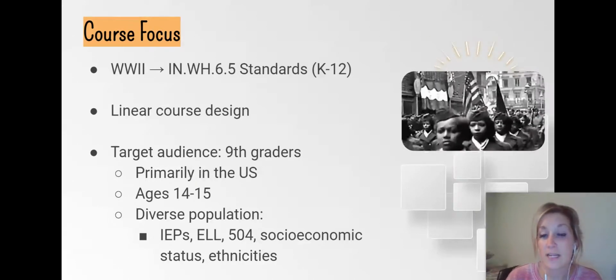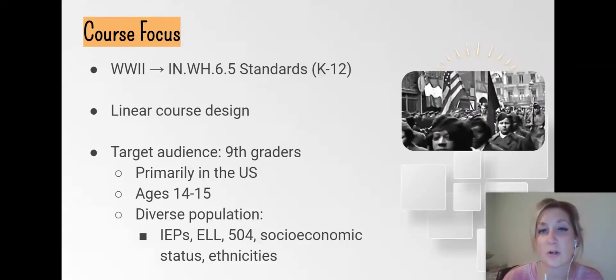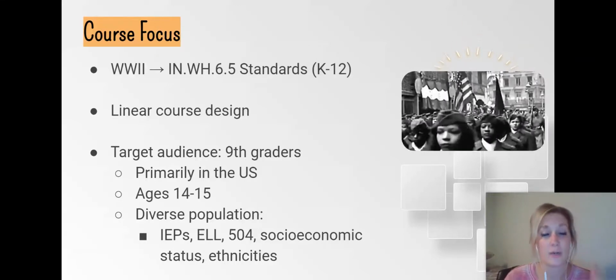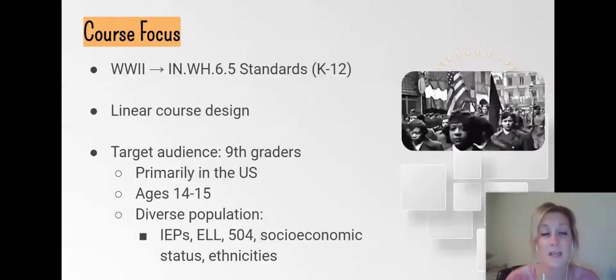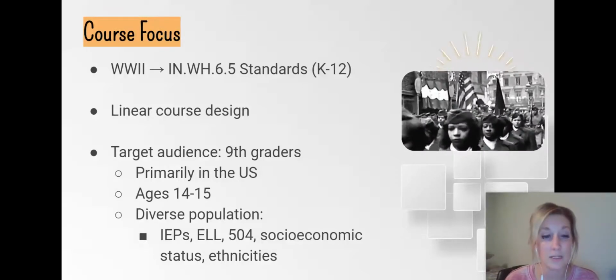So these focus on Indiana history standards, but these standards are also focused in other grade levels and content areas, primarily at the 9th and 10th grade level in the US. For this example, I am using 9th grade social studies.